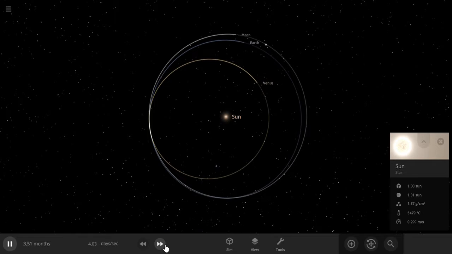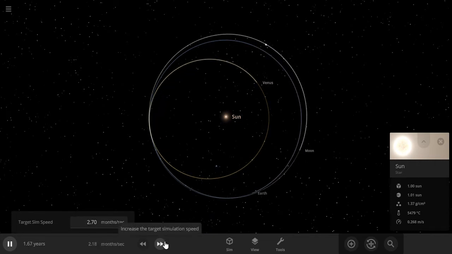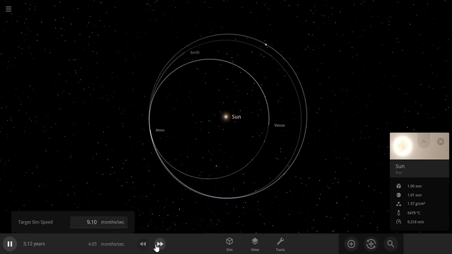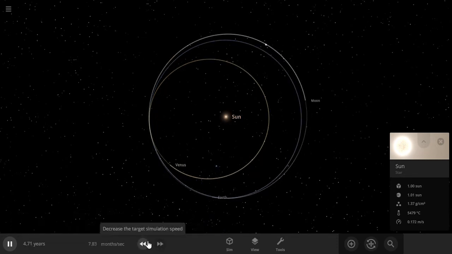Pick up the speed of the orbital simulation a little more. You can see it's going even further and further away. After about a year, it might be as much as an eighth of an orbital revolution apart. Pick up the simulation a little faster. Getting further and further away from each other.